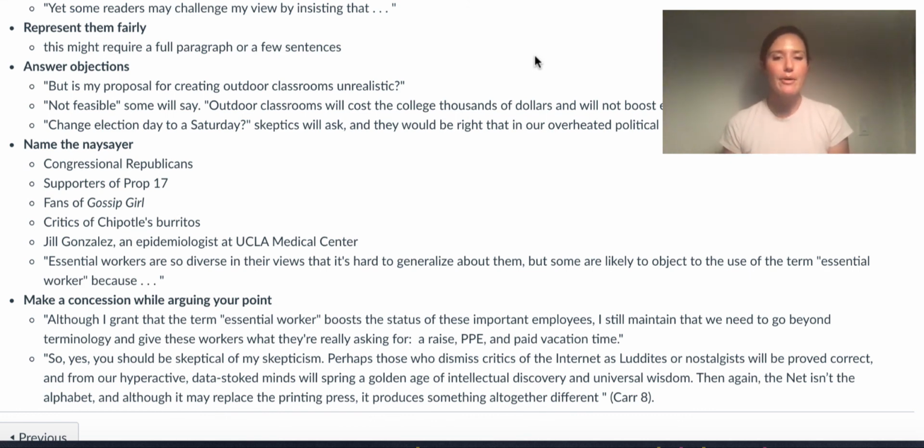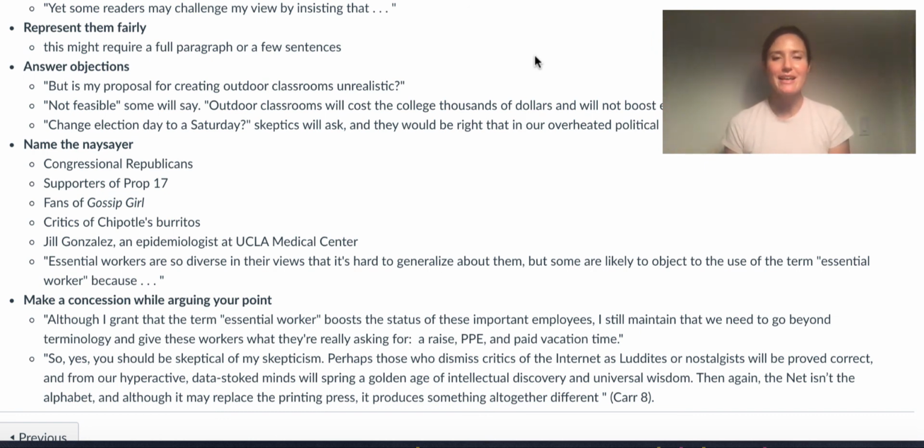And from our hyperactive, data-soaked minds will spring a golden age of intellectual discovery and universal wisdom. Then again, the net isn't the alphabet, and although it may replace the printing press, it produces something altogether different. So he is planting or making some concessions, but he is still insisting that the internet is different, that it's doing something to our brains that's damaging. And of course, there's a little bit of sarcasm, a little bit of humor in there, but I think it's still highly effective, and he does this toward the end of his essay.